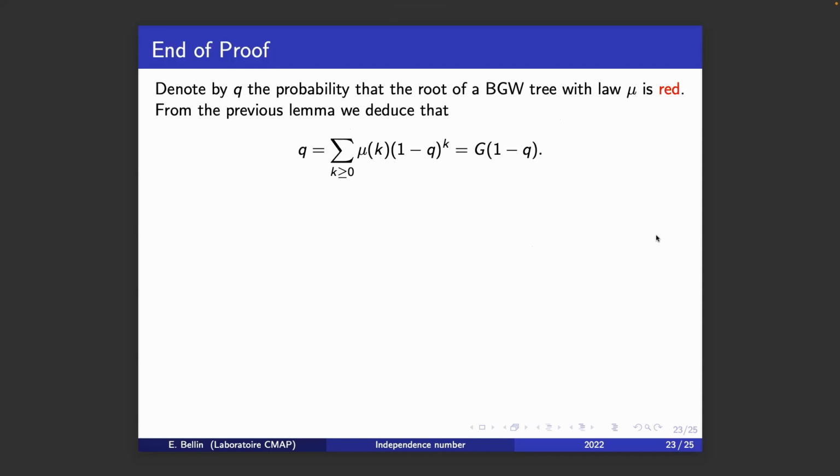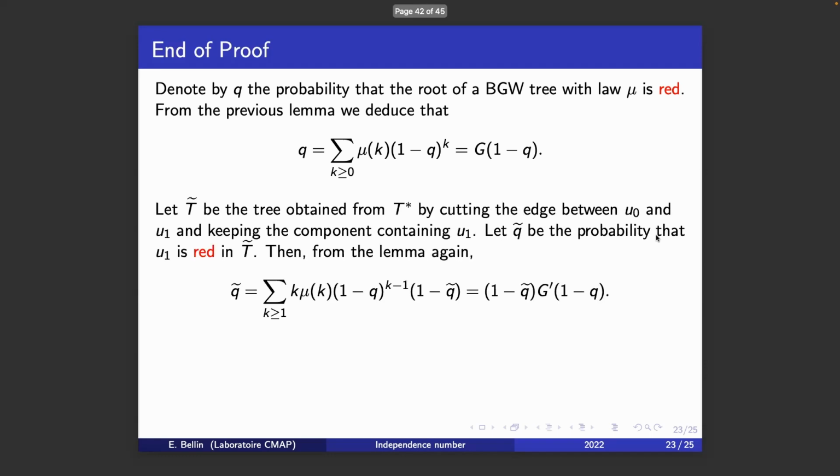If we keep that in mind, we can, for instance, compute the probability of the root of a Bienaymé-Galton-Watson tree being red. If I take an unconditioned Bienaymé-Galton-Watson tree and I take q the probability of the root being red, I have a simple formula. q is the sum over the number of children, so the probability of having k children, which is mu k, and then the probability that each child is non-red, so 1 minus q. And we retrieve q is equal to G of 1 minus q. So this is where this q comes from. It is the probability of being red for the root.